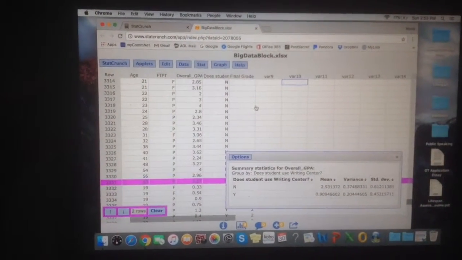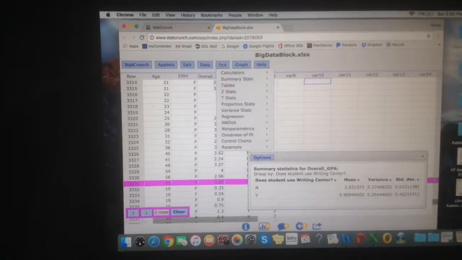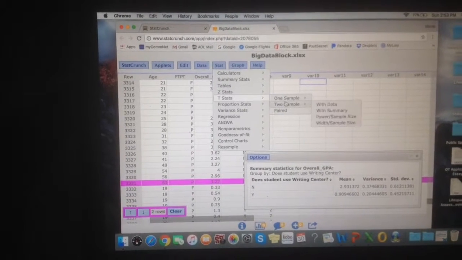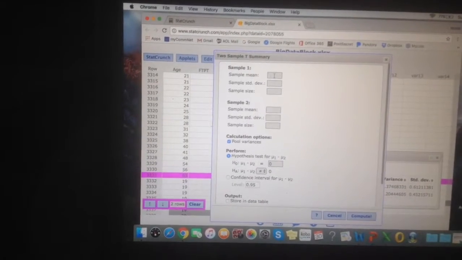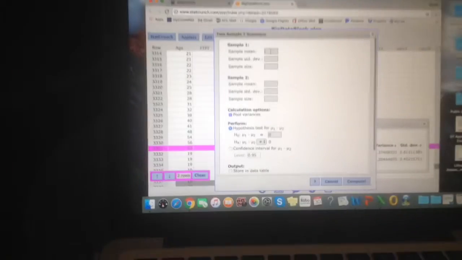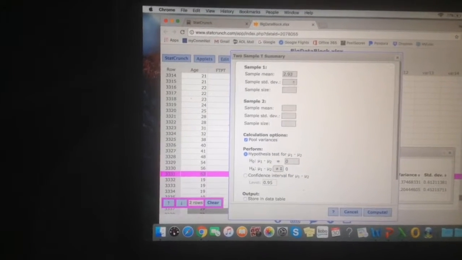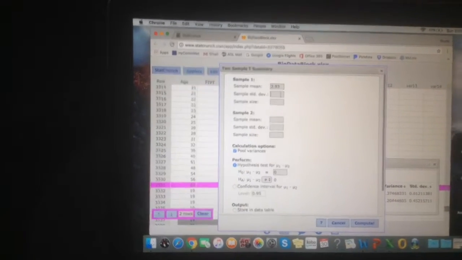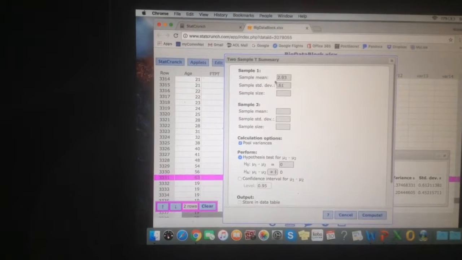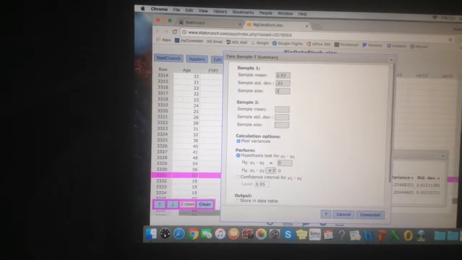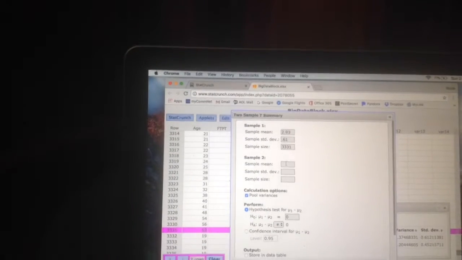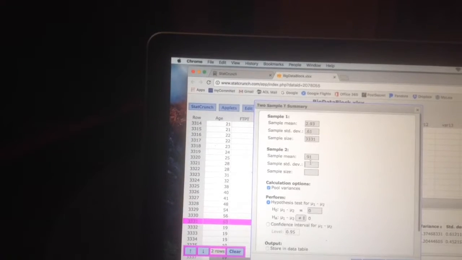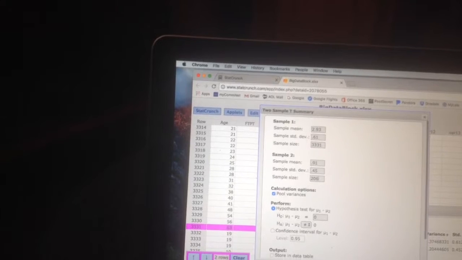Okay, so what we're going to do is go to Stats, T-Stats, and it's two samples with a summary, and plug in all the different numbers that we have. So the sample mean was 2.93, our standard deviation was 0.61, our sample size for that was 3,331, and for this one the mean is 0.91, the standard deviation is 0.45, and our sample size was only 206 students that are using the Writing Center.